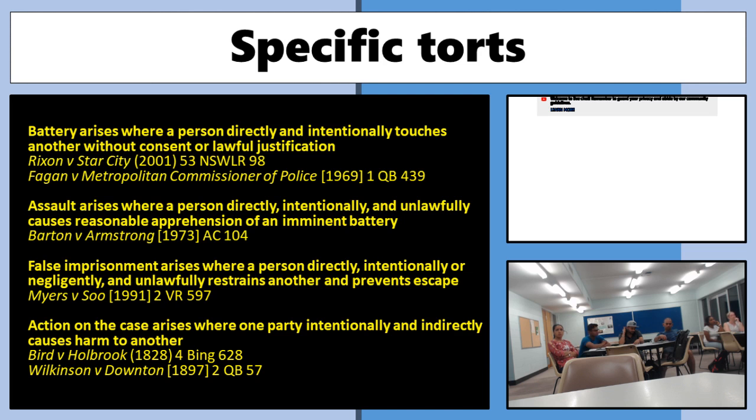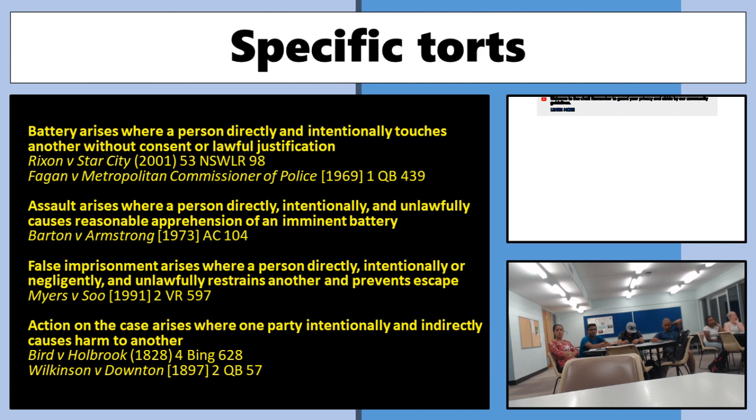So if you create this reasonable apprehension of fear that somebody's about to receive an imminent battery, it looks like you're about to punch someone, we call that assault. I don't know why. I haven't actually worked out why this distinction exists. But the creation of the apprehension of fear is the right that's being infringed here. People have a right to not walk around town thinking they're about to be whacked in the head. It's a person who directly, intentionally, unlawfully causes reasonable apprehension of an imminent battery. Don't threaten to hit people. Because if you threaten to hit somebody, that is a tort in itself. It's got different elements, but fundamentally it's the same thing. A person who is scared as a result of this can actually seek some form of compensation in the courts.